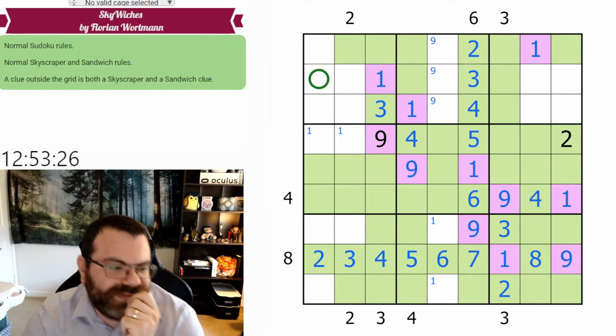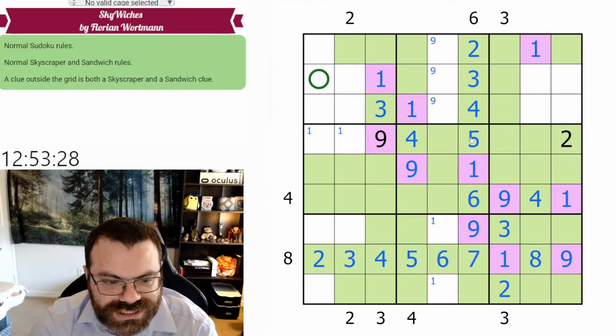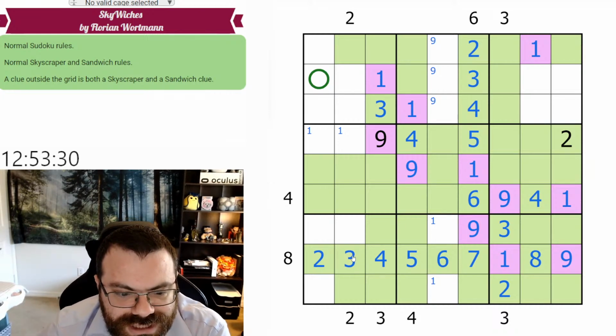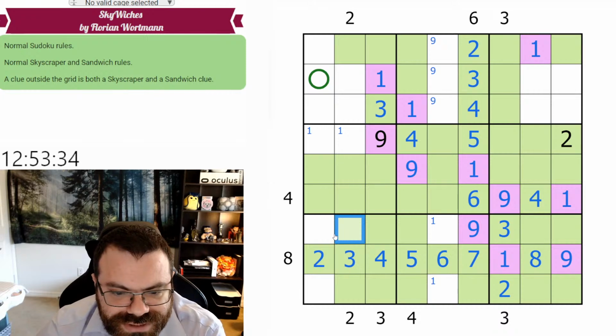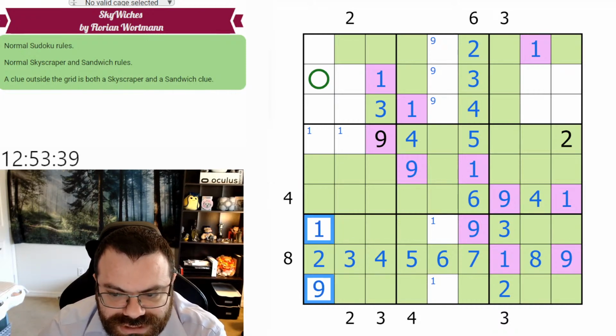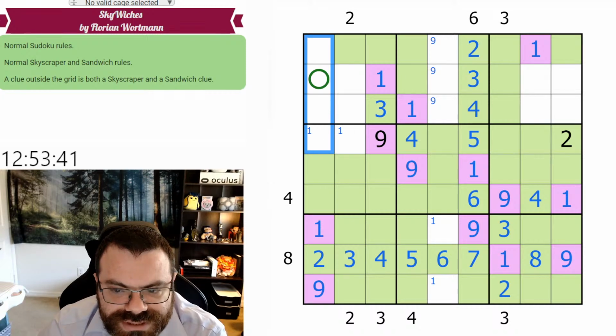We have visitors again. 9 placed in box 7. Is it? Ah, so this 2 clue, that there's no way that it's a 2 long sandwich, so that's green. And then that can't be 9, so that's the 9, and that's the 1. Those are purple, these are all green. This can't be 1, so that's the 1.